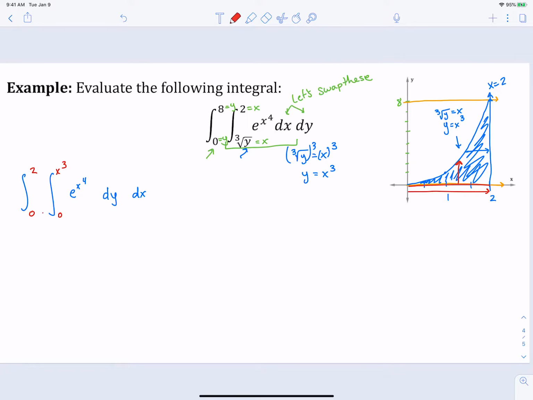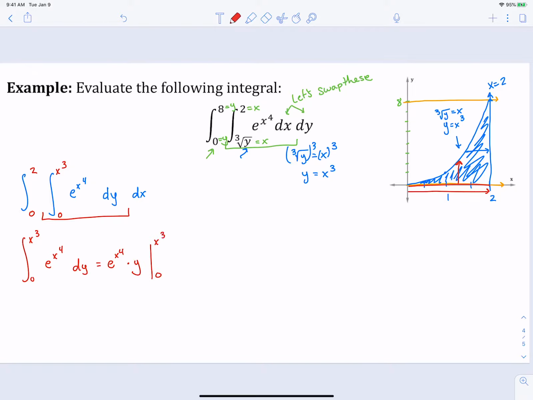So now we can take our inside integral, the integral from 0 to x cubed of e to the x to the fourth dy. And why this is easier is this I know how to take the integral of. Because I'm taking the integral with respect to y, that e to the x to the fourth is a constant term because our only variable there is x. So our integral is that e to the x to the fourth times y.